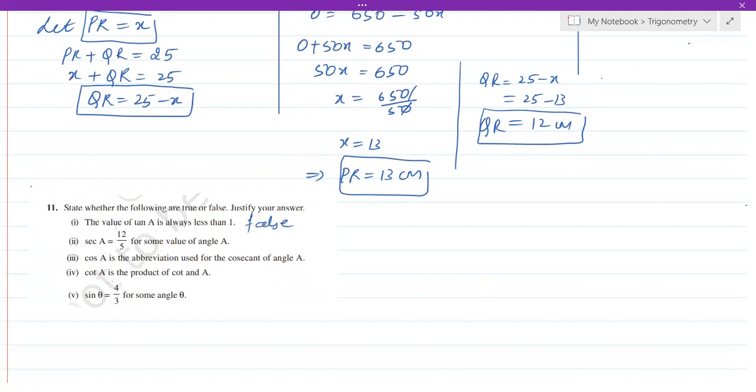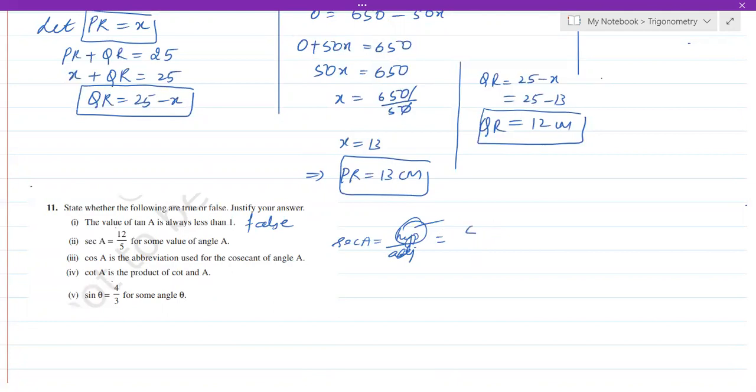Because you can give the previous example itself. The value of secant A is 12 by 5 for some value of angle A. Is it possible? Yes, it is possible. Because secant is defined as what? Hypotenuse by adjacent. In a triangle, the hypotenuse is always greater. According to the question, 12 by 5, which is greater? 12 is greater, which means the hypotenuse is greater. So it is correct.